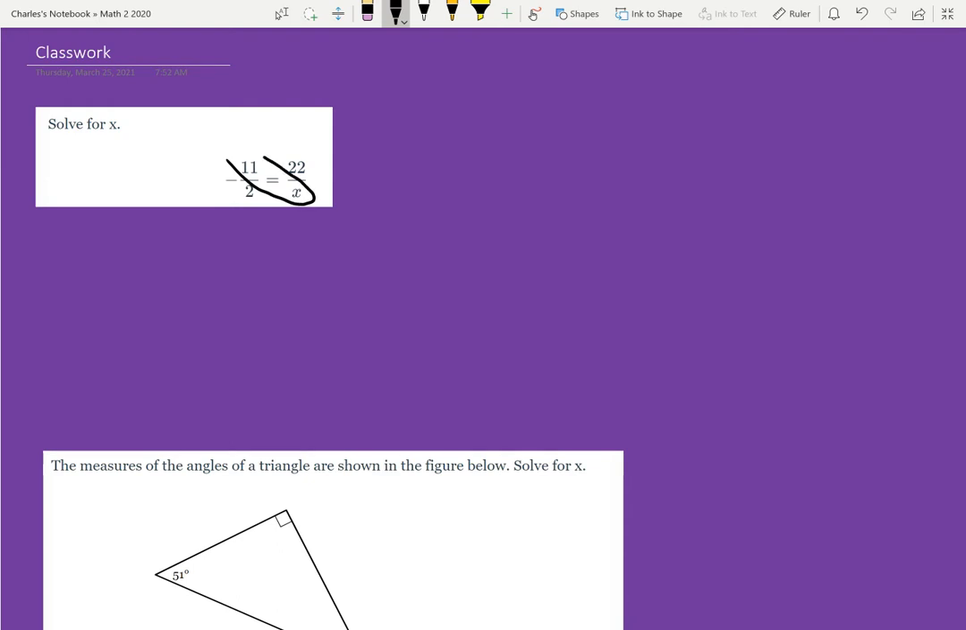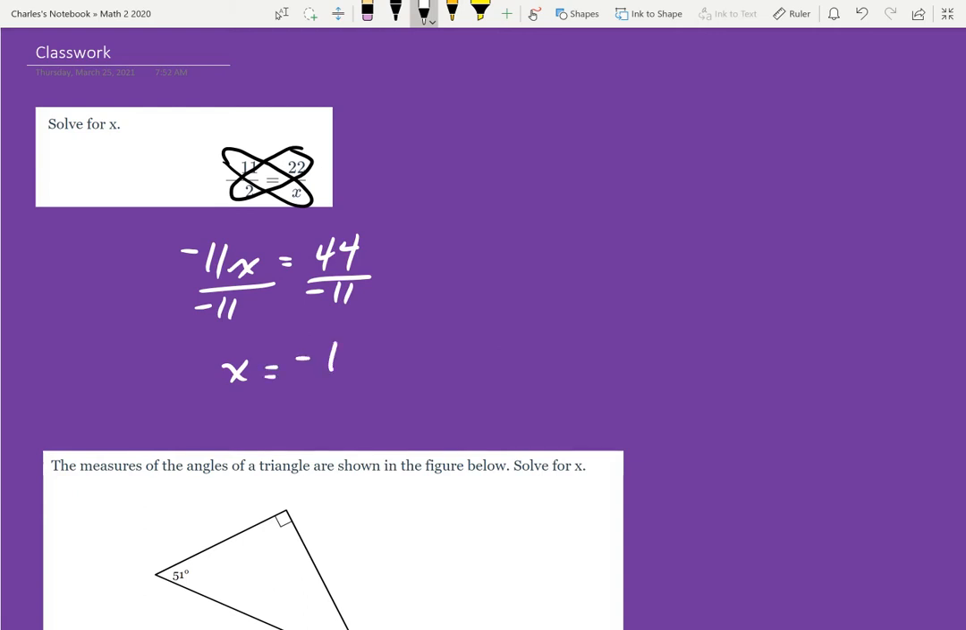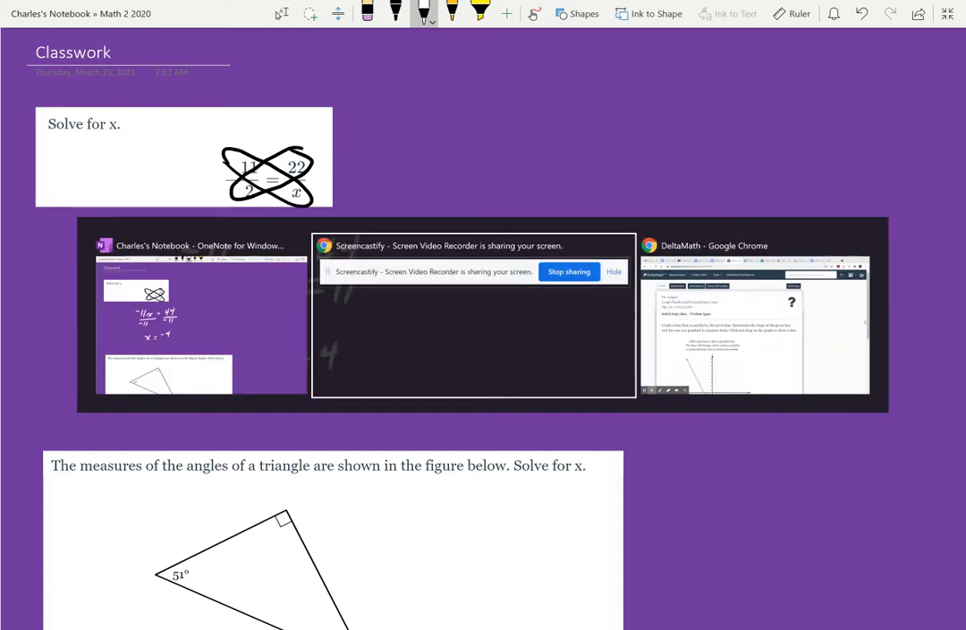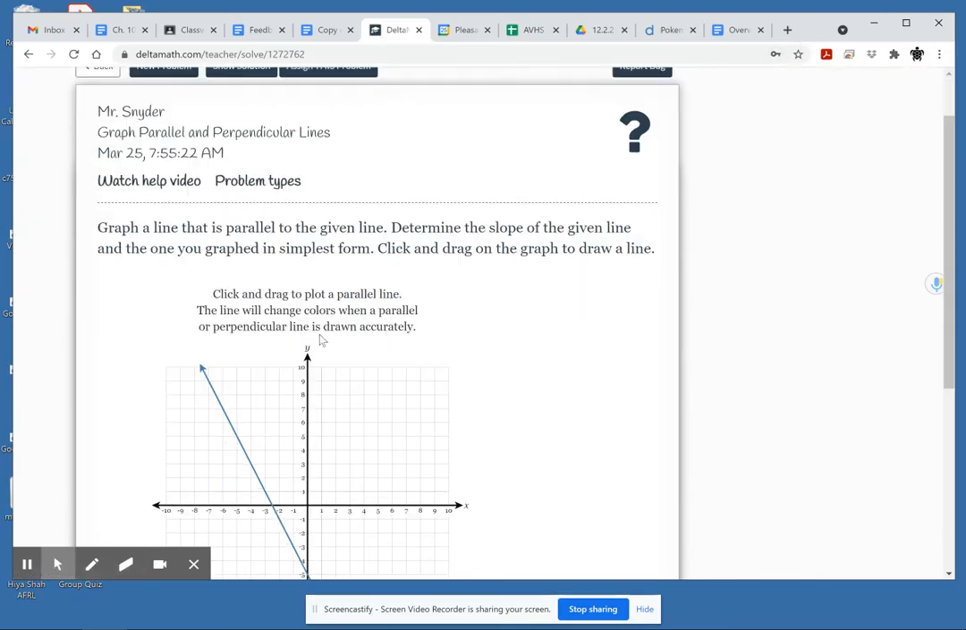And so with proportions, this is when we have two different fractions with an equal sign in the middle. It's important that the equal sign is in the middle because that's when we're going to cross multiply. All right, so I'm going to put 11x, and I'm going to put the negative on the 11 right there, is equal to 44. And then I divide by negative 11, and I get x is equal to negative 4. So cross multiplying is the important thing to remember with proportions.